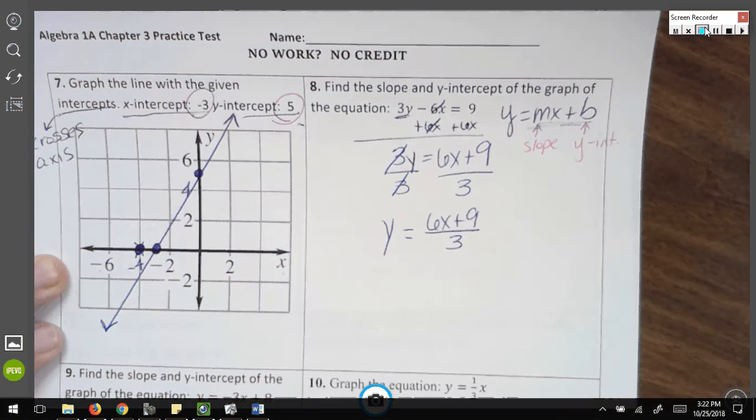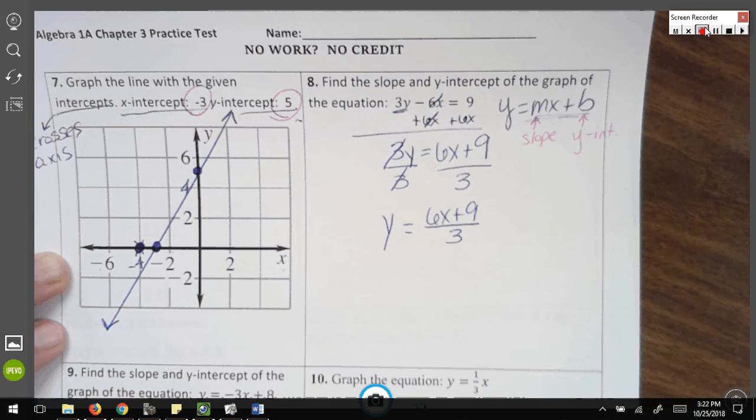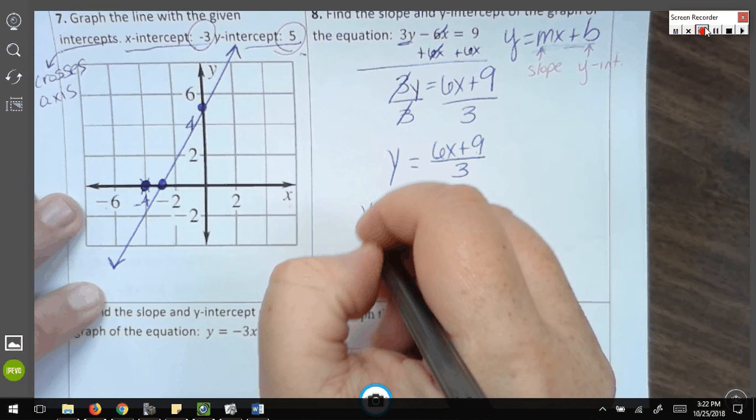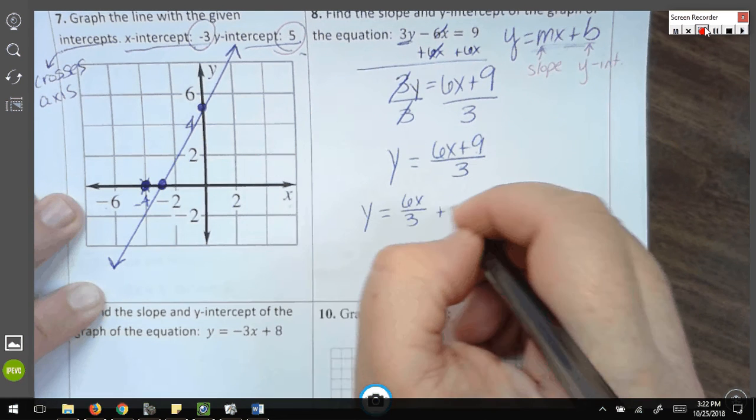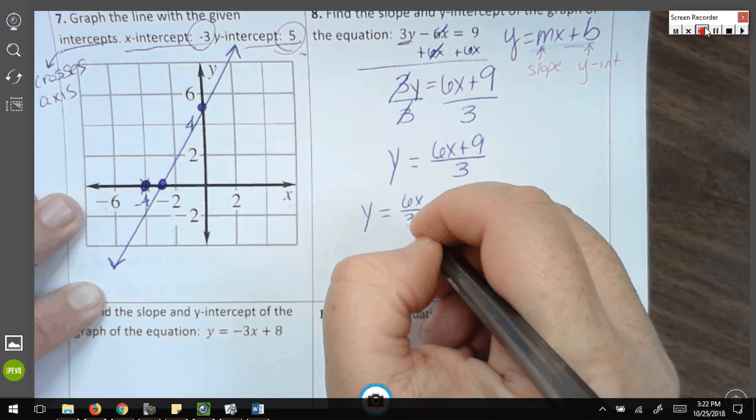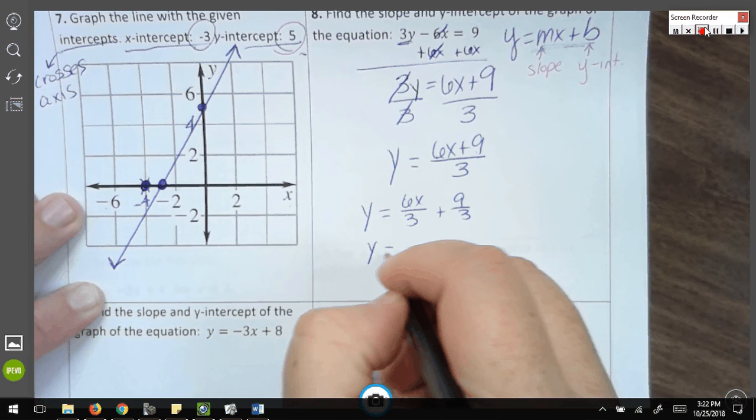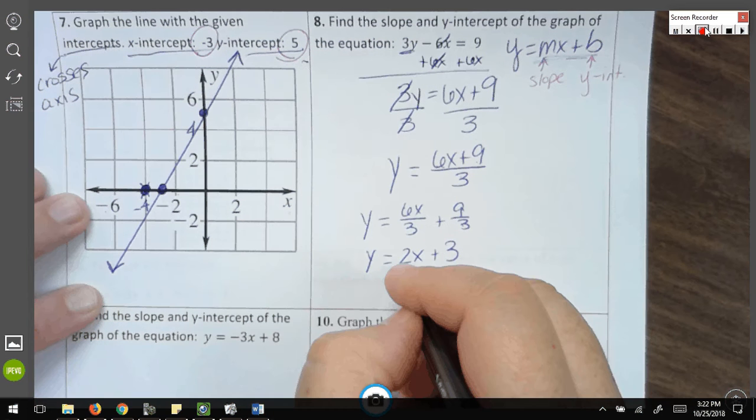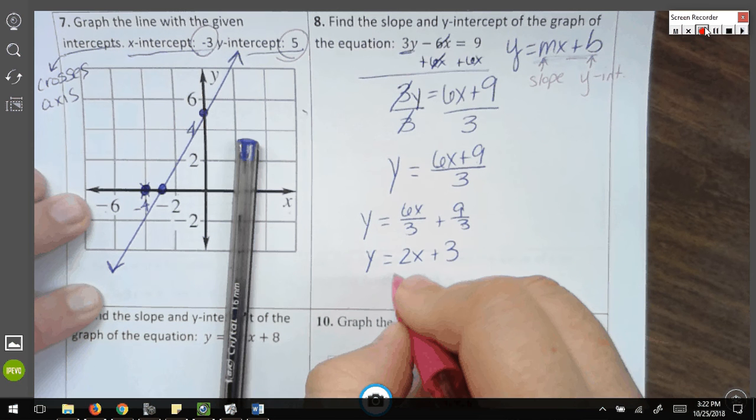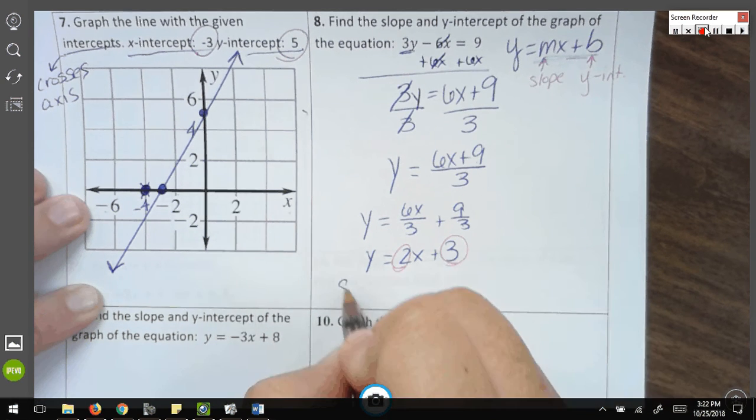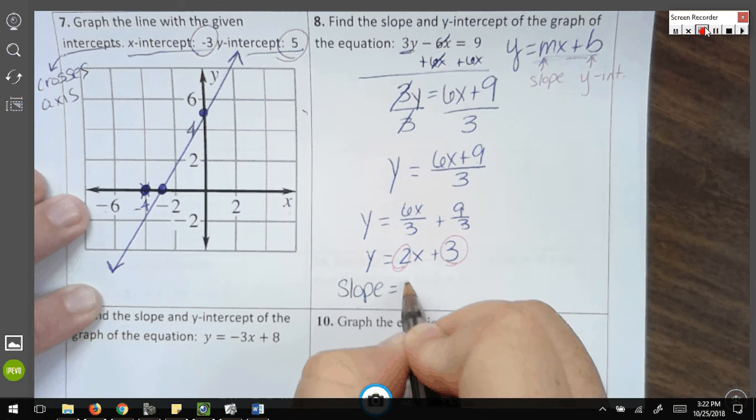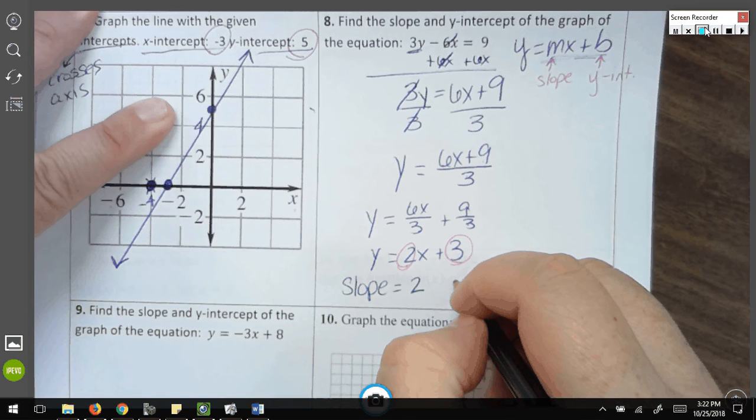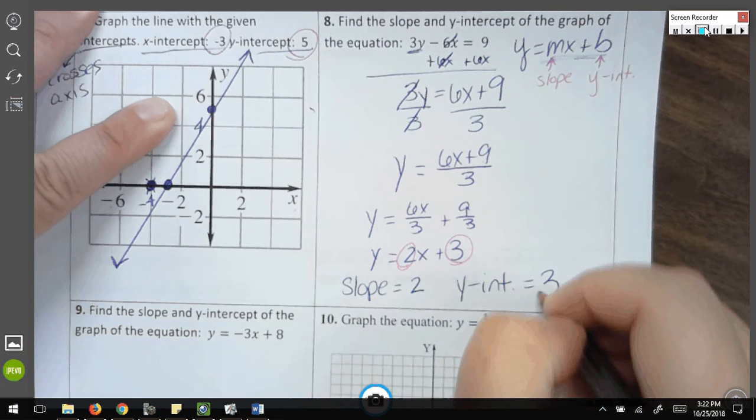Now I need to simplify a little bit so that I can find the slope and the y-intercept. So what I'm going to do is split this up. I'm going to divide both of these by 3 to get 6x over 3, 9 over 3. Now 6 divided by 3 is 2, and 9 divided by 3 is 3. So for this particular problem, again, slope, y-intercept: my slope is 2, and my y-intercept is 3.